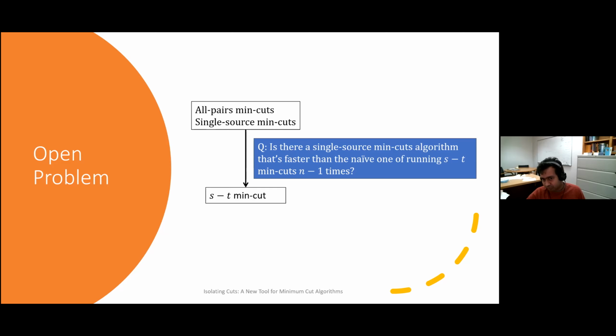The bigger open problem, of course, is what can we do with all pairs min cuts? This is the 60-year-old question that I talked about earlier. Is there a single source min cuts or an all pairs min cuts algorithm that's faster than the one that runs ST min cuts n-1 times? I am hopeful that I can come back to you in a few months maybe, and say something intelligent about both of these questions.